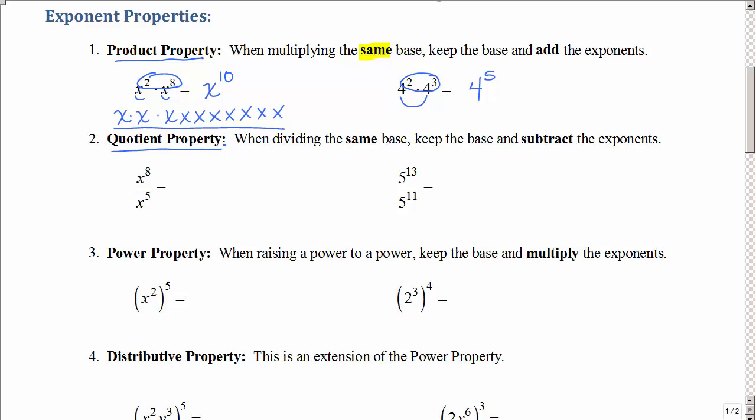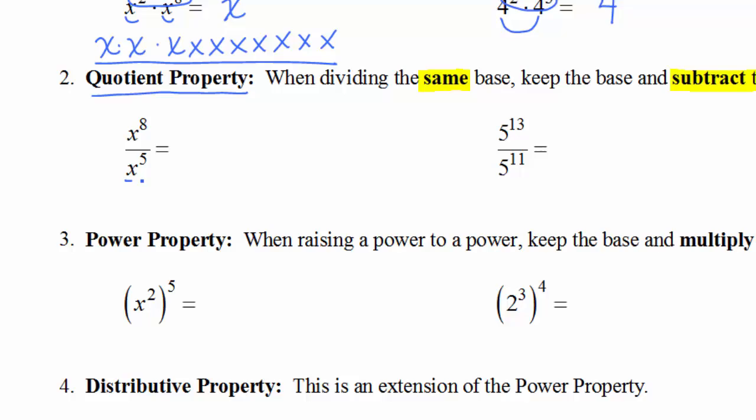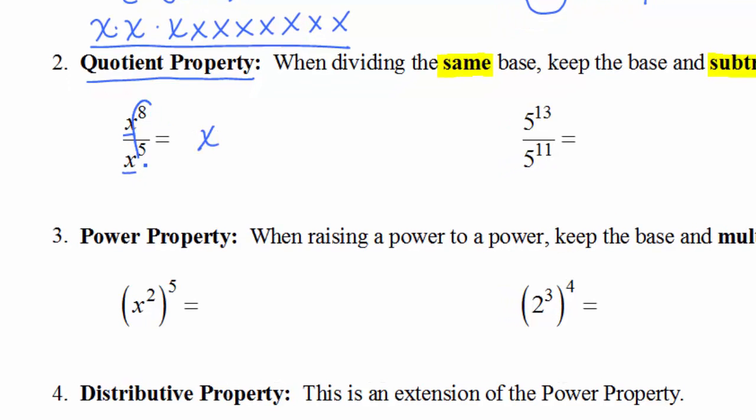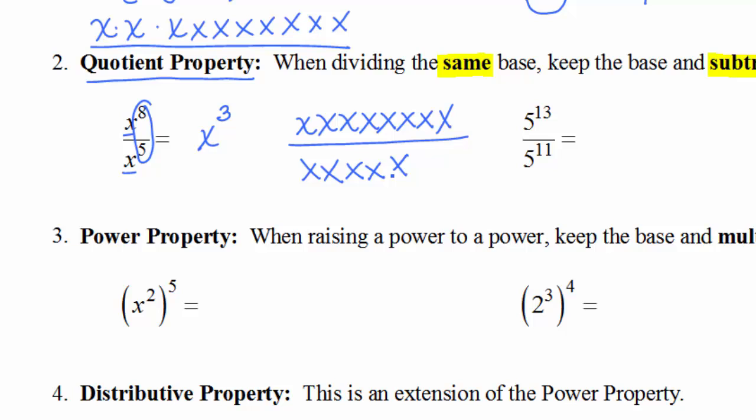Next thing, quotient, meaning divide. When dividing, again, that same base, keep the base, subtract the exponents. So I have the same base, which is x, and I subtract 8 minus 5 is 3. Why does that work? Well, if I have 8 x's on top and 5 on the bottom and I was reducing, I'd reduce everything except for 3. That's why that works.